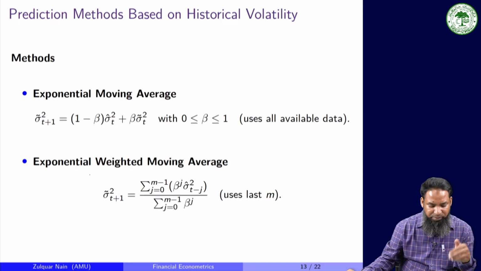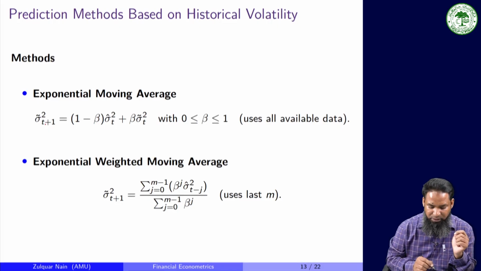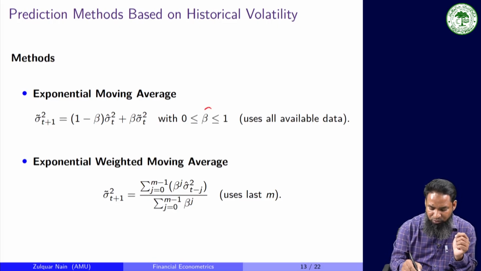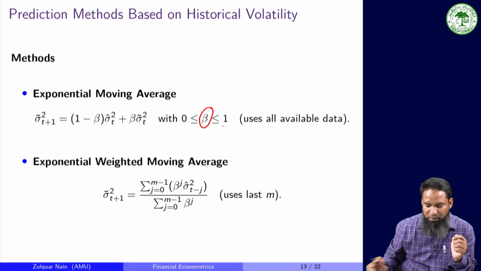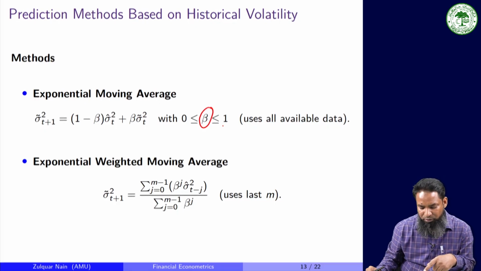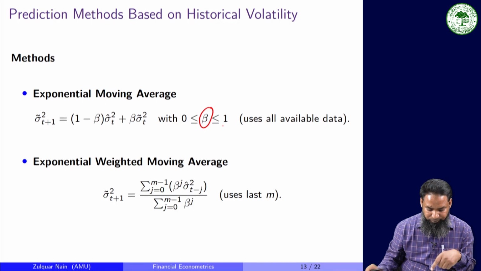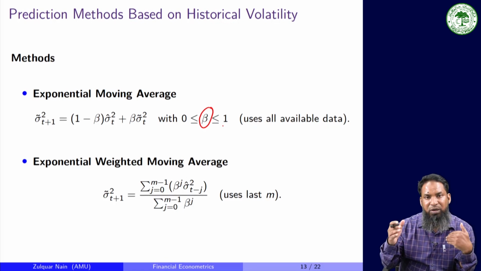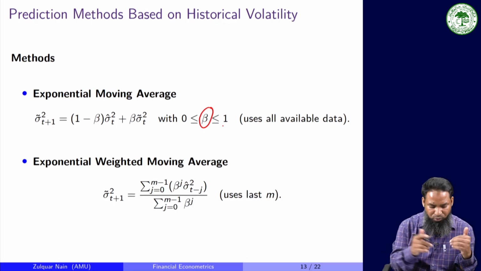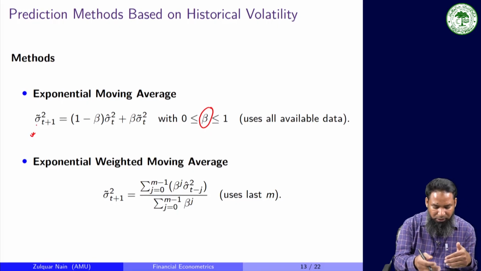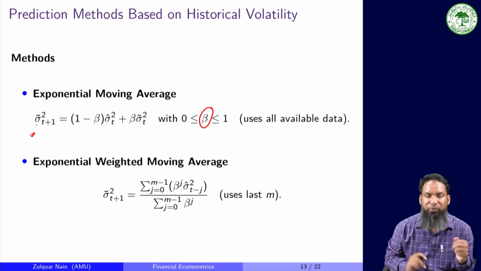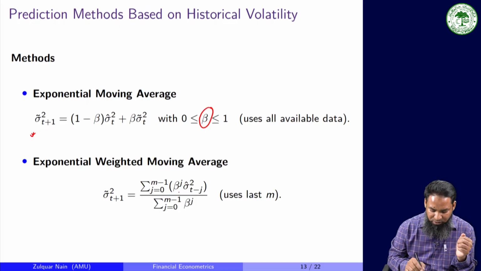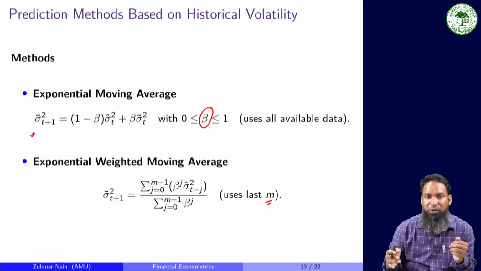Then another prediction method is the exponential moving average method, which is again predicting here, and we use this where the value of beta is less than or equal to 1 and more than or equal to 0. Again here all the available observations we use to predict this. On the other hand, when we have the exponentially weighted moving average model, we use the particular formula here where this beta j goes up to the last m, so we keep on increasing.